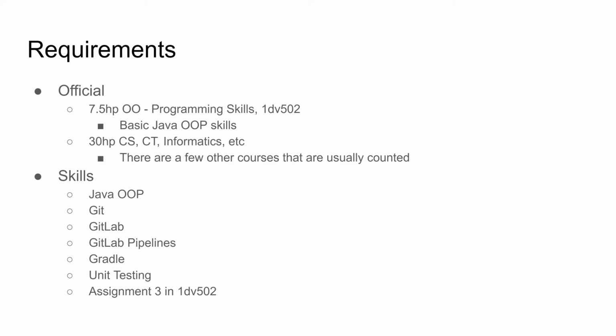There are some official requirements that you need to fulfill to attend the course. Officially, you need to have 7.5 credits in object-oriented programming, most commonly 1dv607, the object-oriented programming with Java. You also need to have 30 credits in computer science, computer technology, informatics, or courses related to that subject. We usually count some other courses too if there's a problem.